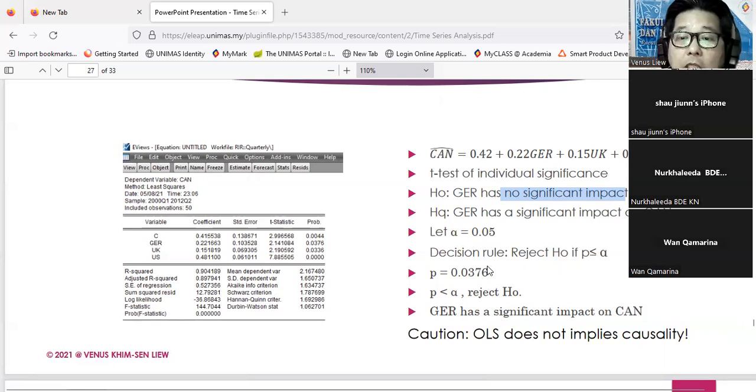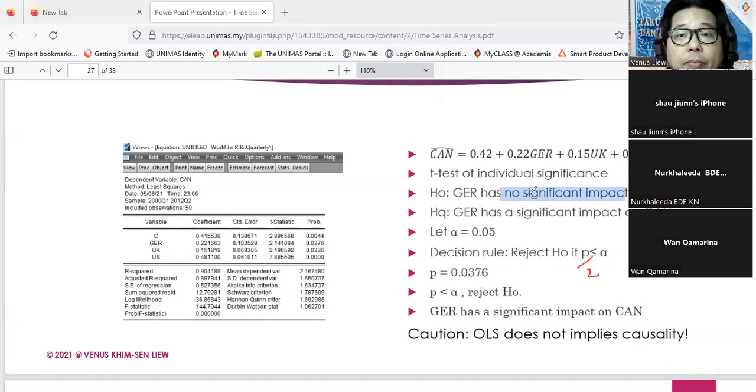So the decision rule: reject H0 if p divided by 2 is less than alpha. This p has to be divided by 2, you make a note, because the significance test is saying both sides. It has no negative impact, it has no positive impact. So it is a two-tailed test.